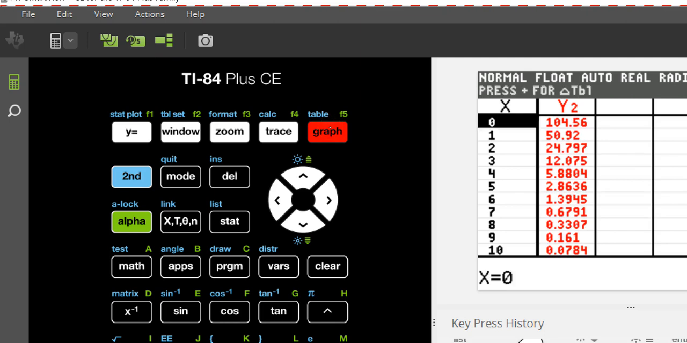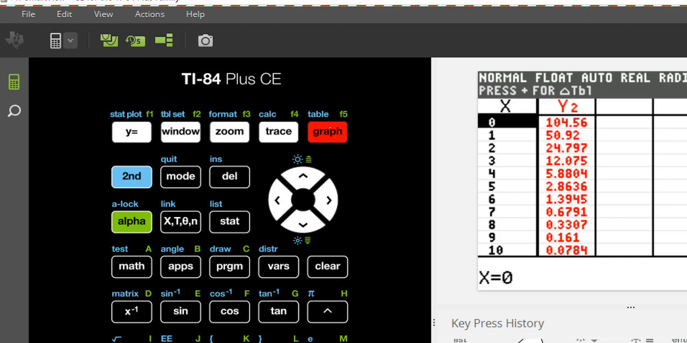And could you make a prediction for 10? Yeah, 0.0784. Right? What if I had you make a prediction for a number that was not on the table? What if you wanted to make a prediction for 5.2? This is how you do it. Super straightforward. Okay?